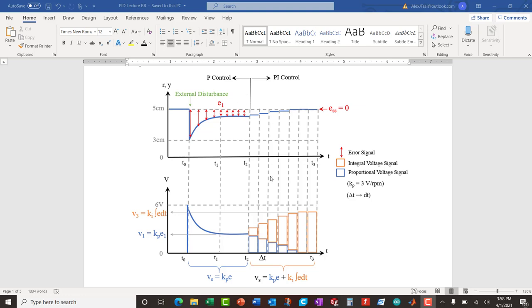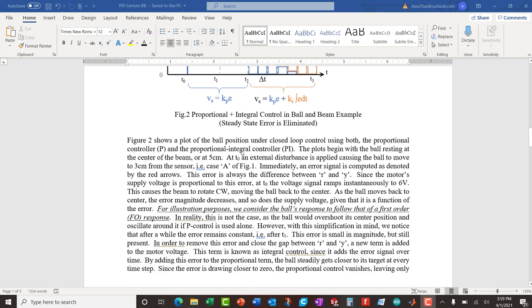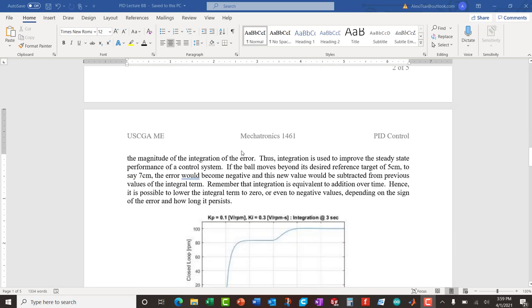All right, so that's what integration essentially does. Let's see if we can now take care of not only the steady state error, but things that are transient here at the beginning. Okay, and that's where derivative control comes in.